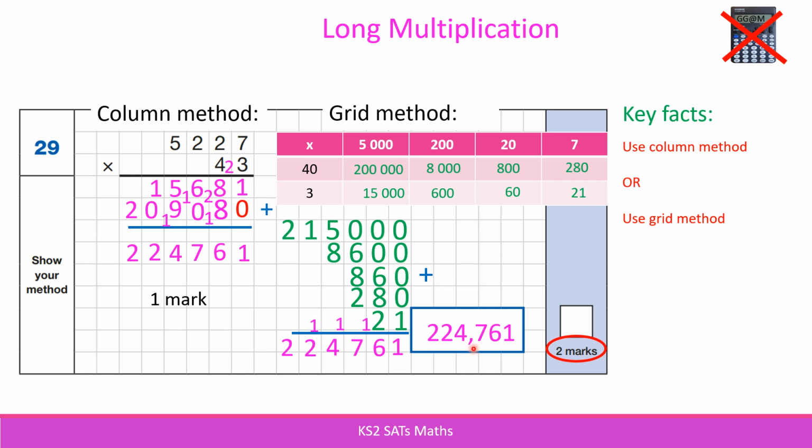Remember, there should be a comma after the thousands column. So we've got 224,761. If you don't write a comma, you won't get the answer incorrect. But make sure your commas are nice and small, so you can see what the number is clearly. Give yourself a big tick if you got it correct. Well done, great work.